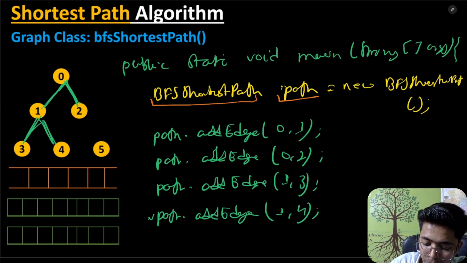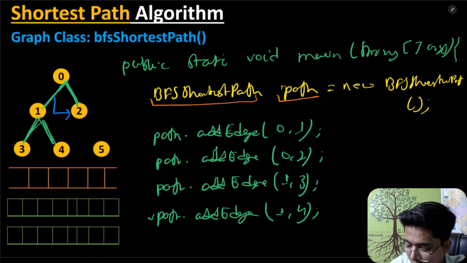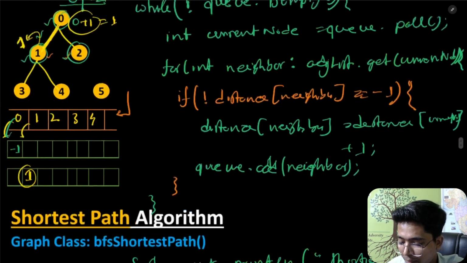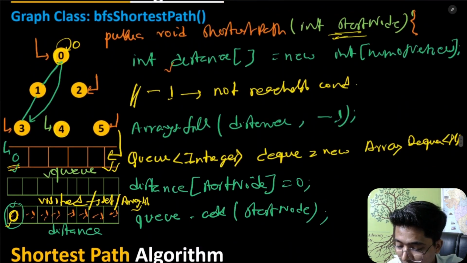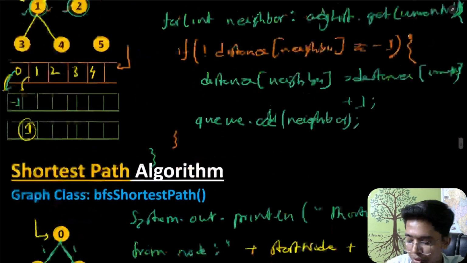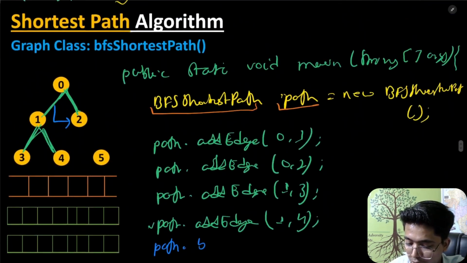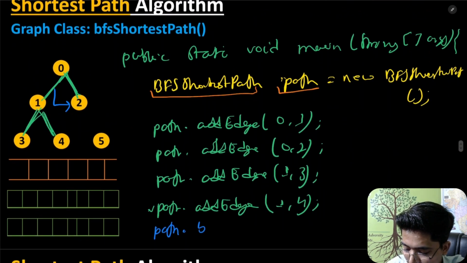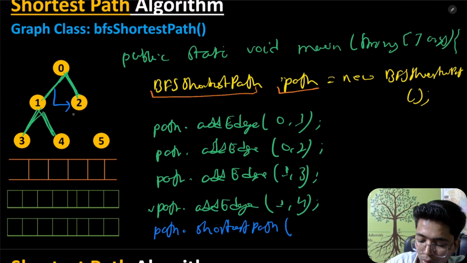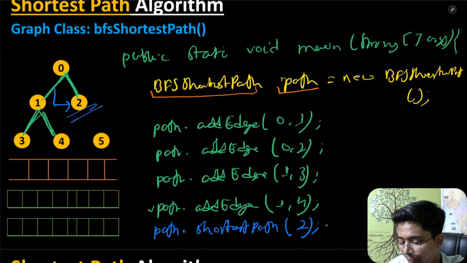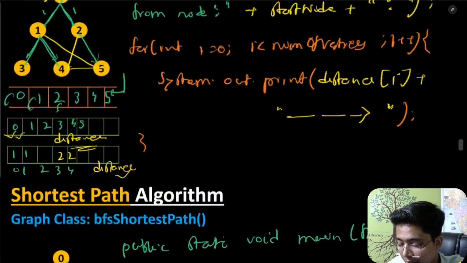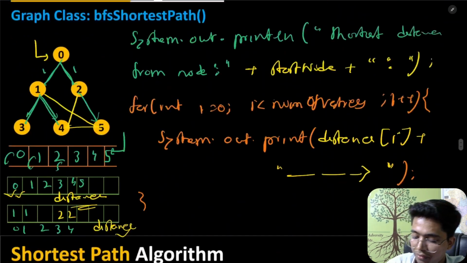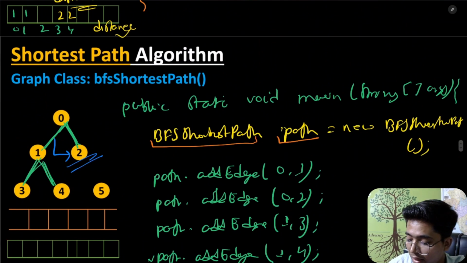We have to start the traversal from a particular node. Let's say we want to start the traversal from this node. So we'll be calling path dot, what was the function name? The function name was shortest path. So we'll be calling path.shortestPath, and we'll be passing the start node from where. If you want to start from 2, we'll pass the start node 2, and it will automatically execute all the things. And the print graph is a part of the main function, so that will automatically print everything.